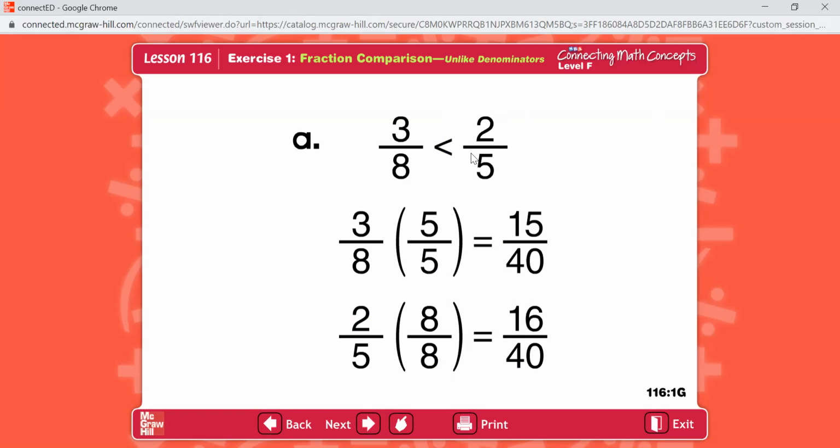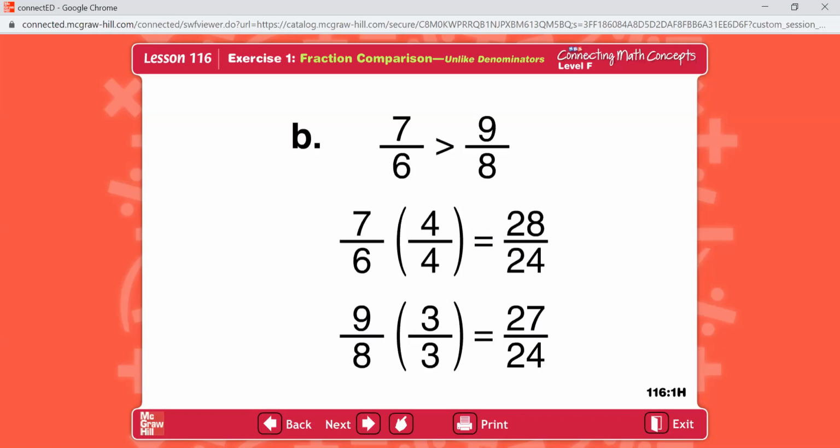Problem B. The fractions are 7/6 and 9/8. Pause the video now to set up and work the problem. Now, ask yourself, what is the lowest common denominator of 6 and 8ths? The answer is 24. So you should have rewritten both fractions to have a denominator of 24. This is what you should have. 7/6 turns into 28/24, and 9/8 turns into 27/24.